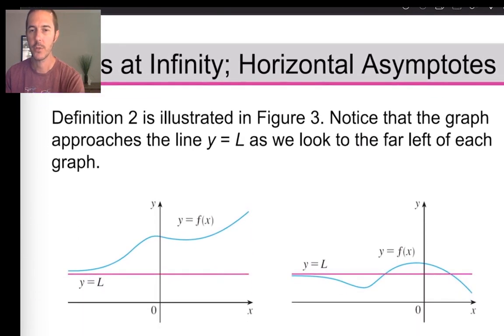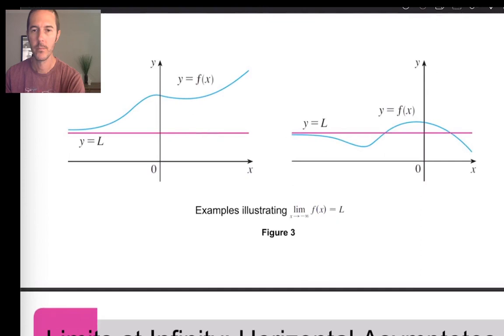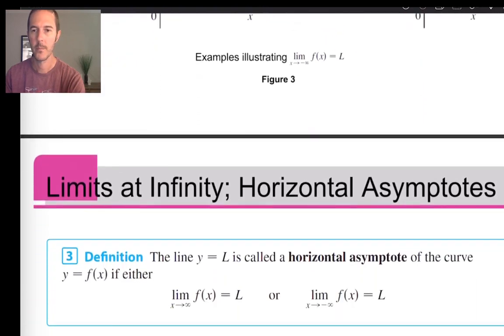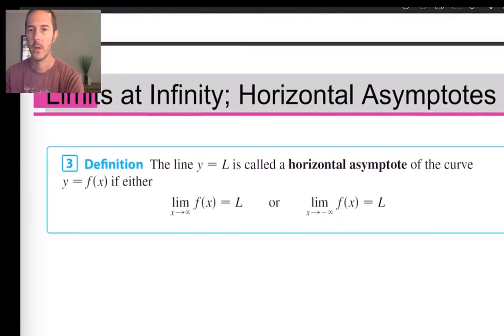Here are some illustrations of our blue curve, the graph of our function, moving off to the left and getting closer and closer to that y value of capital L, which is our limit. And here we have an actual definition of a horizontal asymptote.